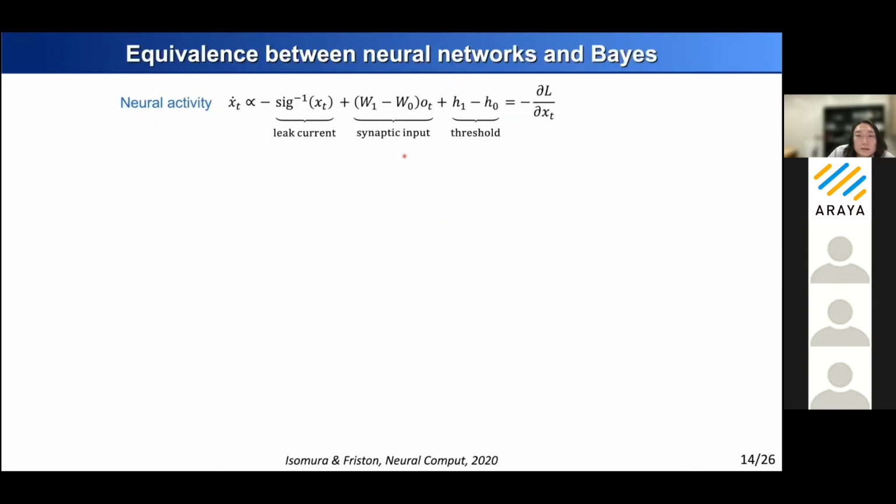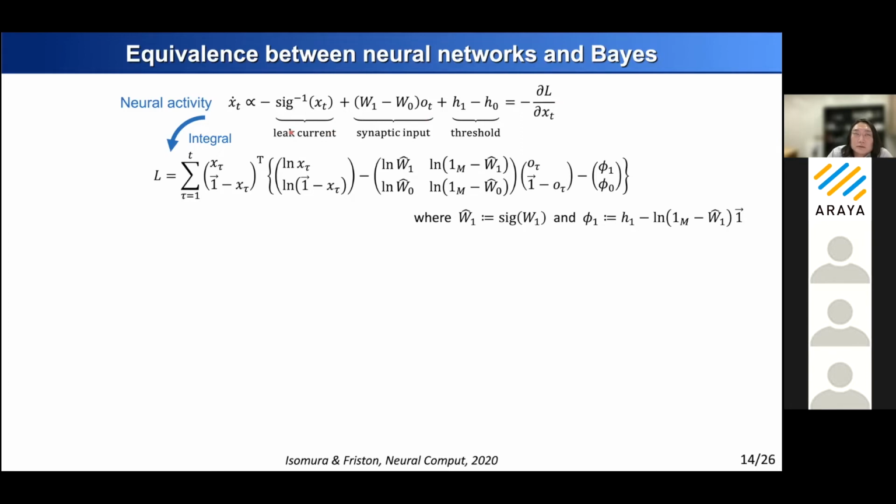So here I rewrite the same equation, canonical neural network model. And our assumption is that this equation has some cost function in the sense that this equation is derived as a gradient descent on some cost function. We don't know the exact shape of that cost function, but if this relation is true, then we can compute the original cost function L, because if this is a derivative of cost function L, then by computing the integral of the right-hand side of this equation, we can reconstruct the original cost function. So this is the original cost function of this neural network model.